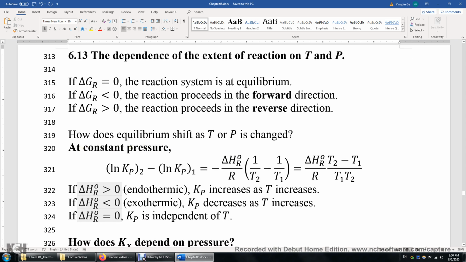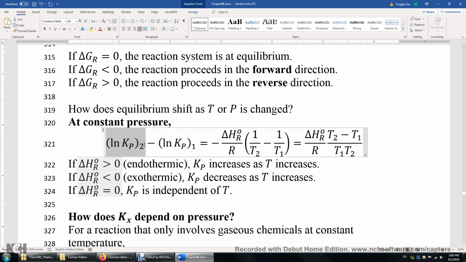When the pressure is constant, let's change the temperature. We learned this equation: the logarithm of the equilibrium constant at temperature 2 minus the logarithm of the equilibrium constant at temperature 1 is equal to negative enthalpy of reaction over R times 1 over T2 minus 1 over T1. We can combine this two. When we combine this two, we get T1 minus T2 over T1 times T2. And then there's another negative sign here. So the result is delta H over R times T2 minus T1 divided by T1 times T2.